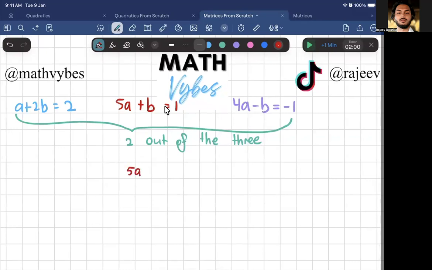Elimination method. So guys, check this out. If you use 5A plus B is equal to 1, and you use 4A minus B is equal to minus 1. By the way, show your hands. Well, I can't really see all your hands, but tell me, how many of you know how to do the elimination method? Yes, sir. No, sir, I don't know that.